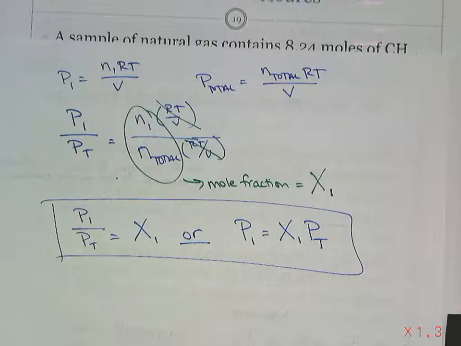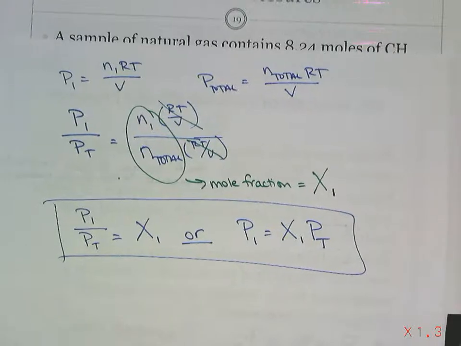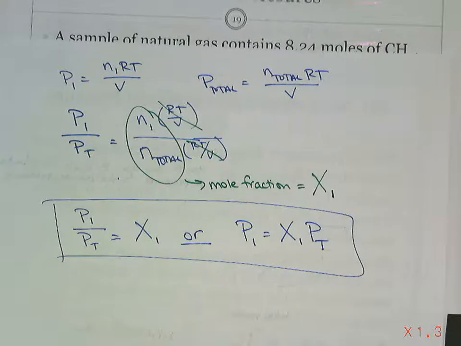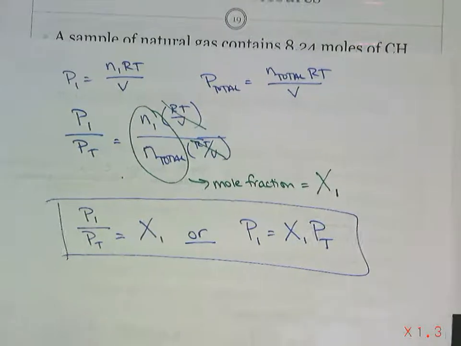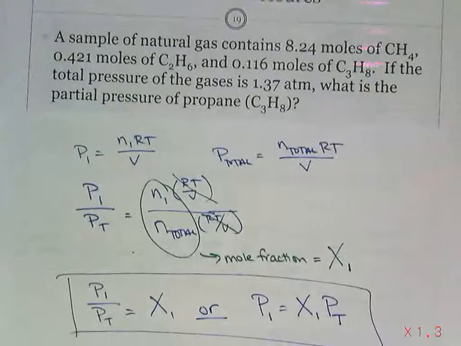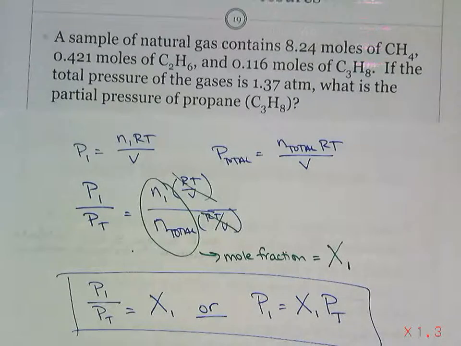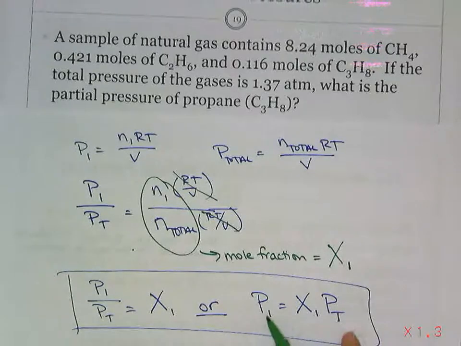All right, so let's say I have a sample of natural gas that I know contains 8.24 moles of methane, 0.421 moles of ethane, and 0.116 moles of butane. I know the total pressure, but I want to figure out what is the partial pressure of only the propane. So we're going to use this one because I'm looking for a partial pressure.